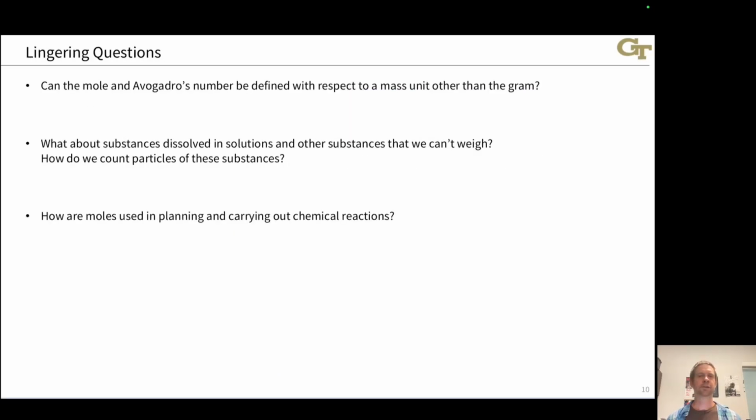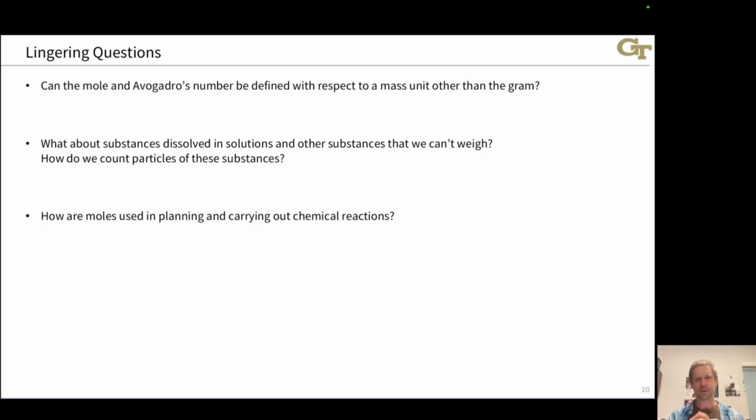Some lingering questions here I'll leave you with. The reason Avogadro's number has the value that it does, we saw, is basically based on the definition of the gram, right? What we did was we went from the scale of a single atomic mass unit to the scale of a single gram. The number of particles needed to do that is Avogadro's number. But what if our target mass unit was not a gram? What if it was a pound or even a kilogram? Would the definition of the mole change? And can we even define the mole with respect to mass units other than the gram? The answer is yes. You'll probably never see this unless you're a chemical engineering student, in which case you may.